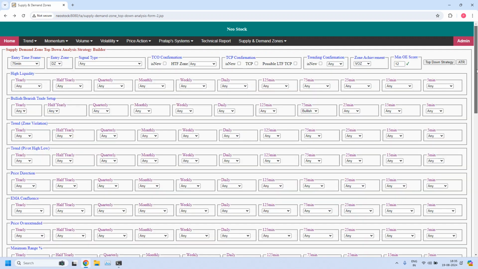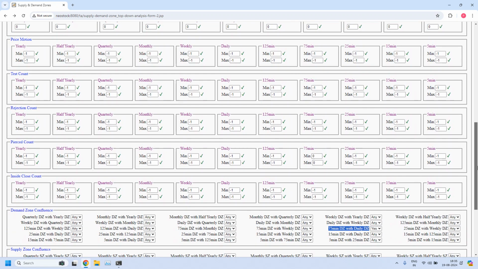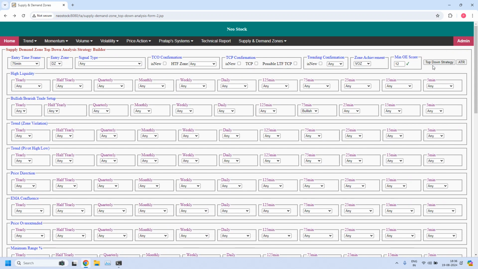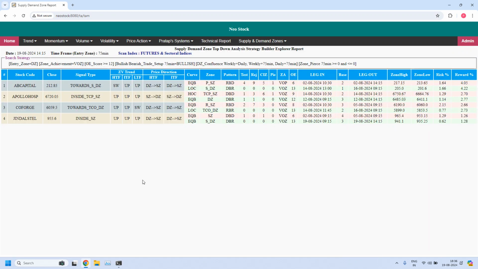So again in the demand zone confluence, we need to enable two more filters. 75 minutes demand zone with daily, 75 minutes demand zone with weekly demand zone enabled, and also daily demand zone with weekly demand zone also enabled. So all the three filters are applied. Let's filter the stocks. Now from 12 stocks, 4 stocks are filtered. These 4 stocks are having LTF, ITF and HTF confluence, demand zone confluence. And also they are supporting a bullish trade setup for a weekly income trade.